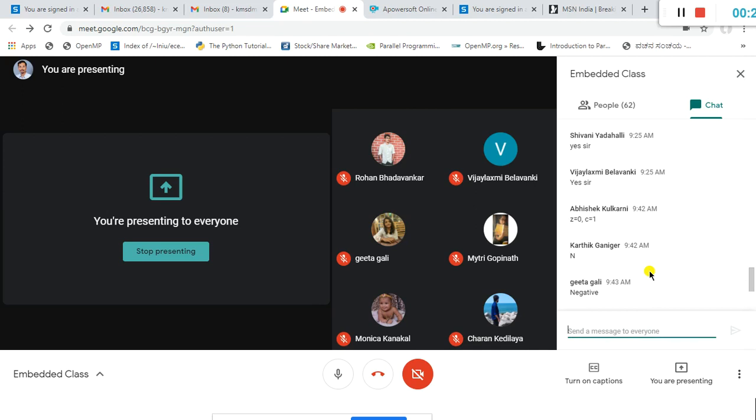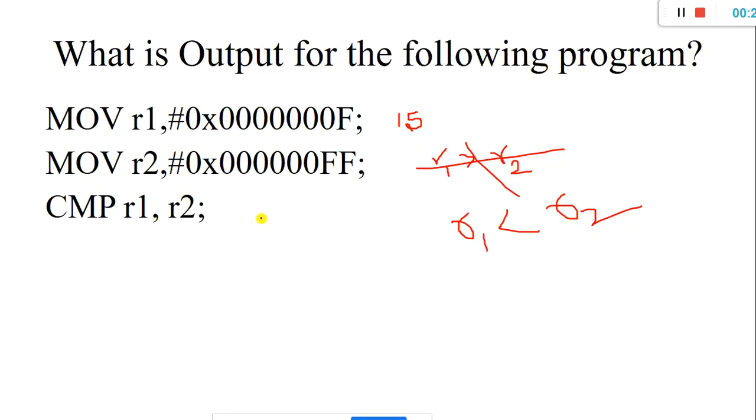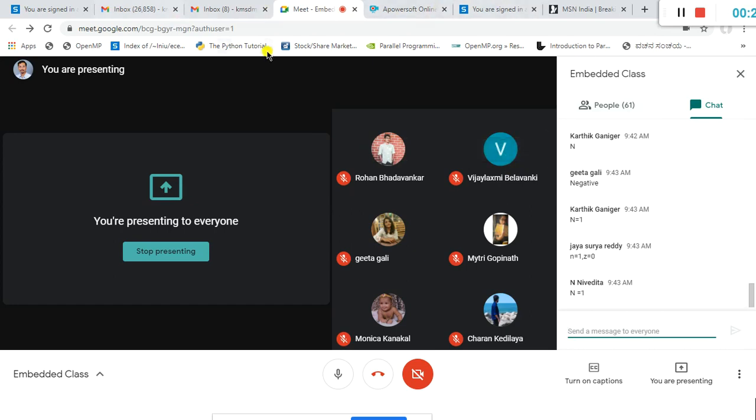Abhishek asks why the zero flag is zero. Zero flag is zero, correct. Why is the carry flag 1 here? When I perform this, I am going to get a negative number, because the operation behind the compare is basically a subtraction. After performing the subtraction, I must get a negative number here. Since it will not give me the output, it only alters the status flag stating that N equals 1. That's it. All right.